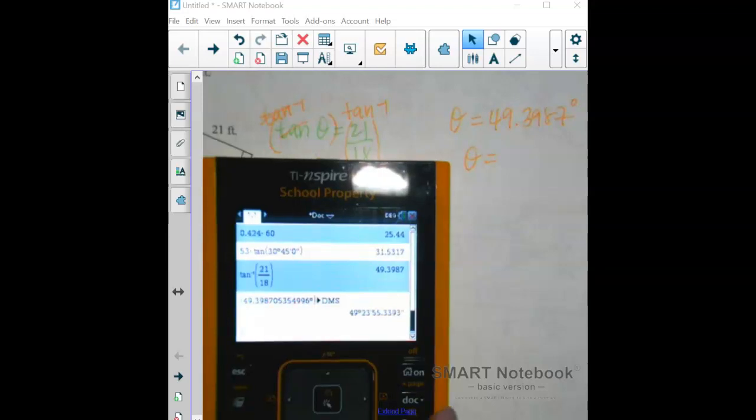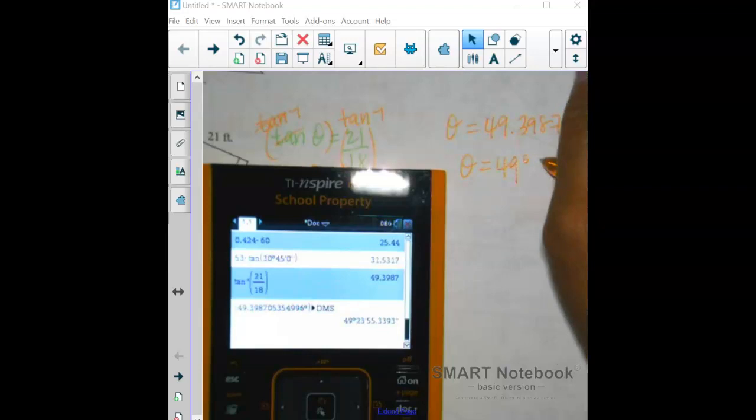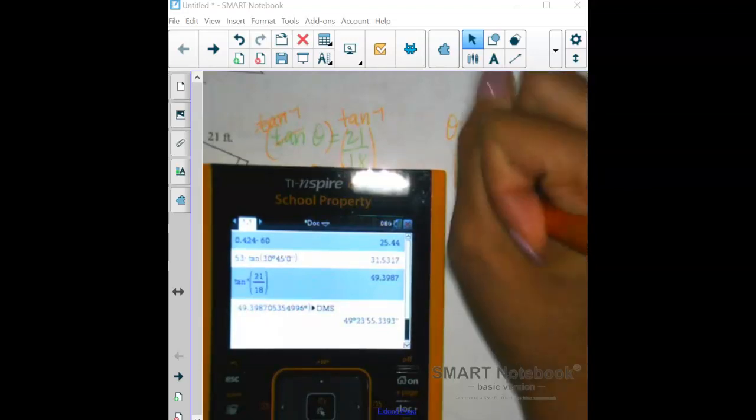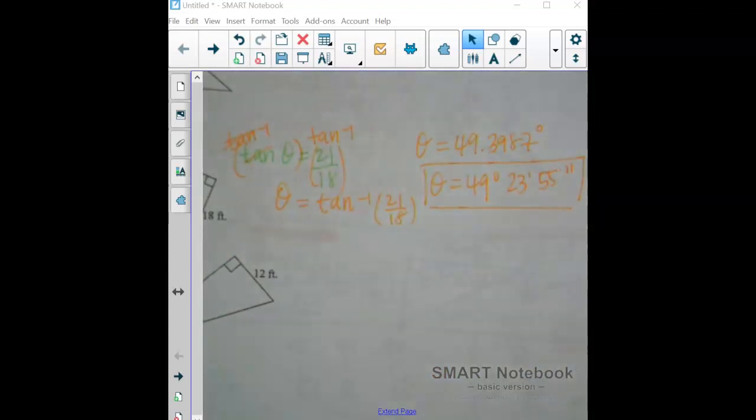We're going to do this for one more question, so in case you got lost, I'll do it one more time. So we're going to have 49 degrees, 23 minutes, and 55 seconds. Didn't have to do the whole crazy conversion. That's it. I'm done.